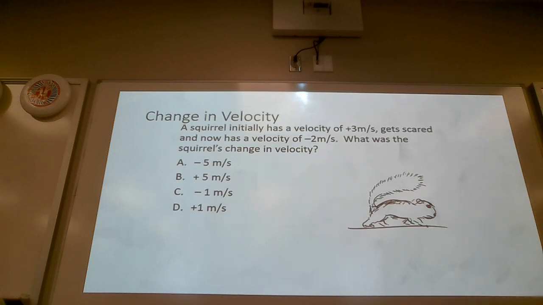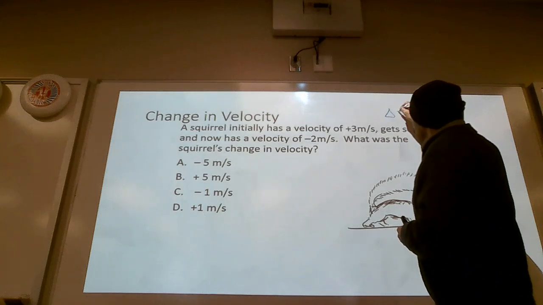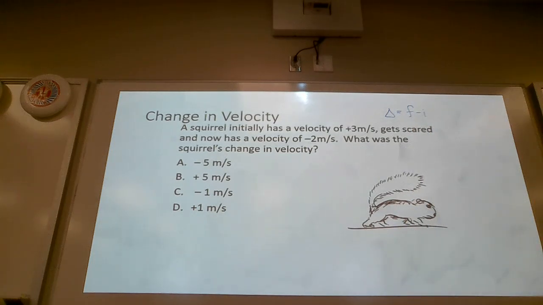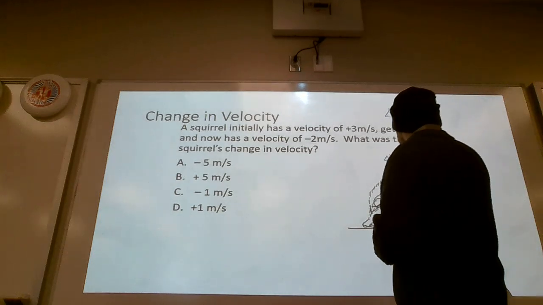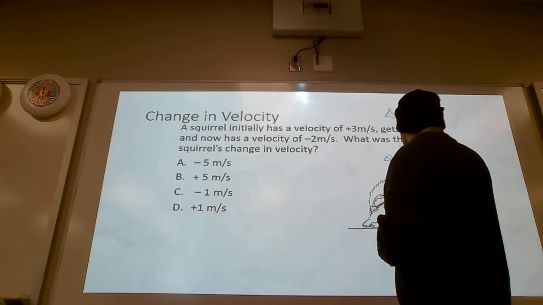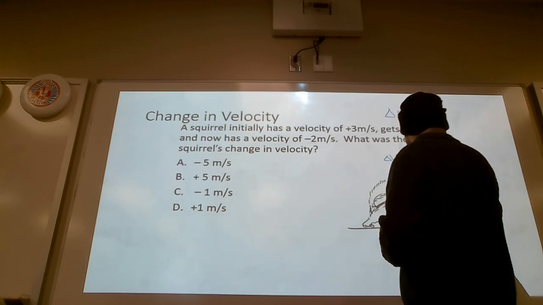I'll give you a quick hint. How do you find the change in anything? Final minus initial. Tell your neighbor. So change in velocity equals final velocity minus initial velocity. You got a negative 2 meters a second minus positive 3 meters a second.